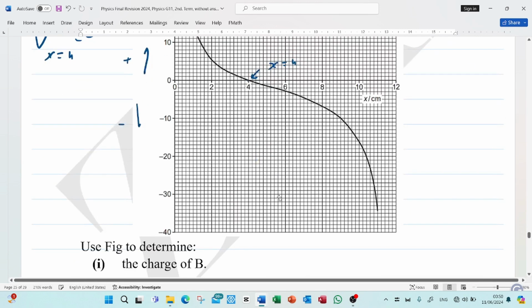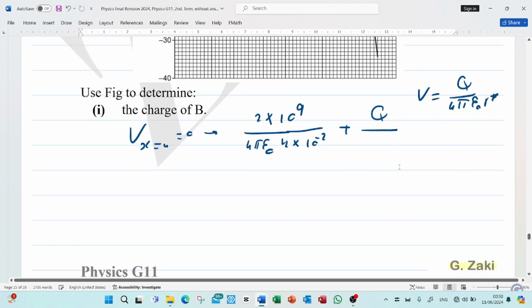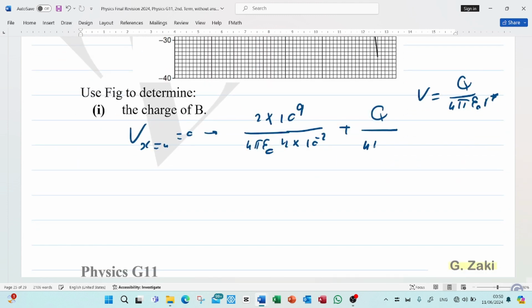Then the other distance here is 4 by epsilon naught multiplied by 8 times 10 power negative 2. The resultant at this point is 0. From this relation, you can get Q at B. So Q at B will be negative 4 times 10 power negative 9 coulomb.